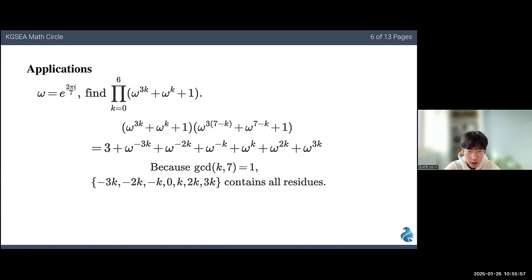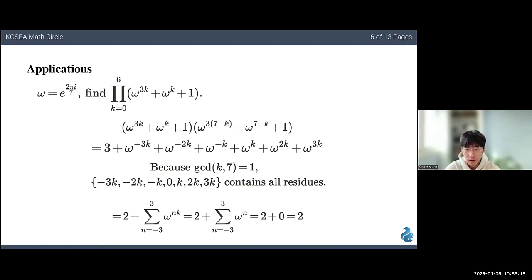And so this means that the above sum can be simply written as 2 plus omega to the nk, where n goes from -3 to 3. But by the explanation above, this is simply just the sum of all roots of unity, which, if you'll recall, we discussed is equal to 0.